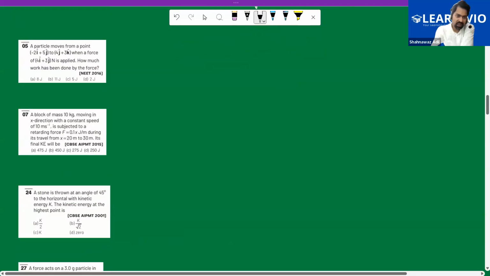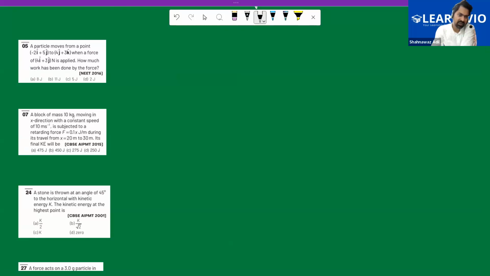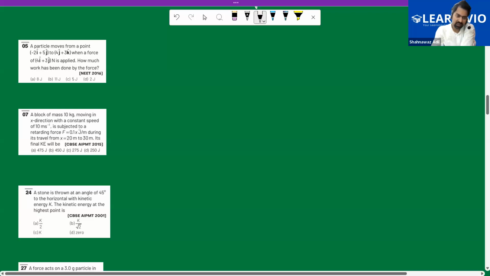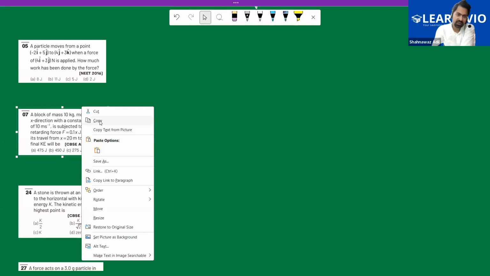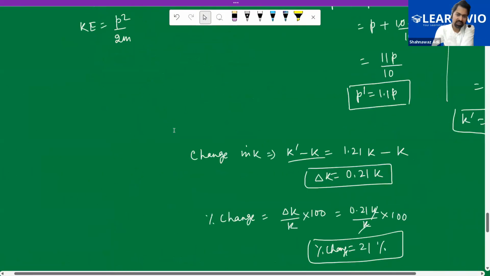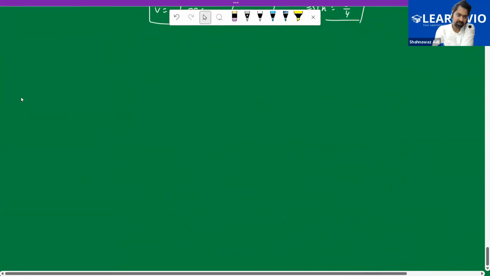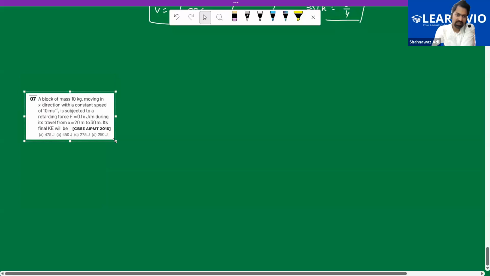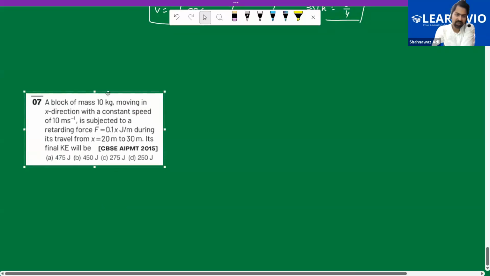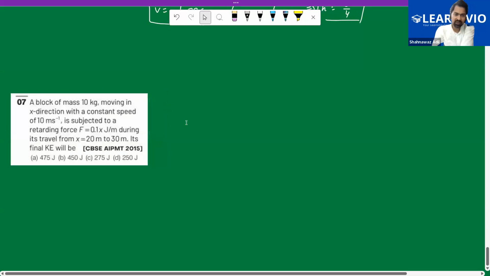A block of mass 10 kg moving in x direction with a constant speed of 10 meter per second is subjected to a retarding force of 0.1x joule per meter during its travel from x to this. So what kind of force is this? Is this a uniform force or what kind of force? You see that this is a variable force, right? F is a function of x. This is a variable force.